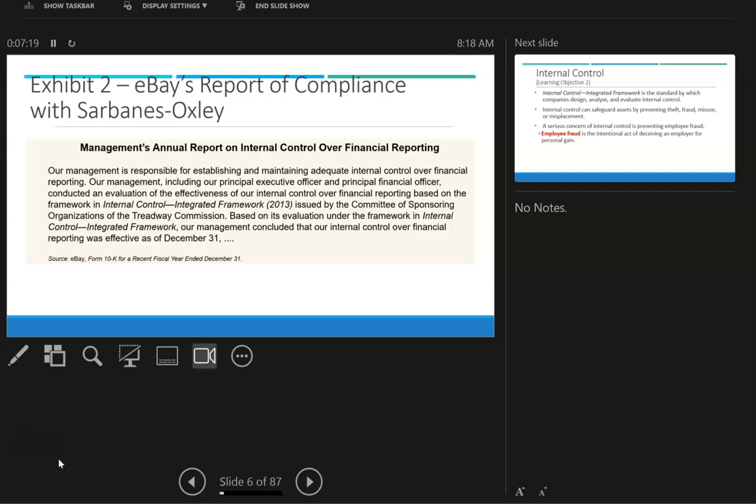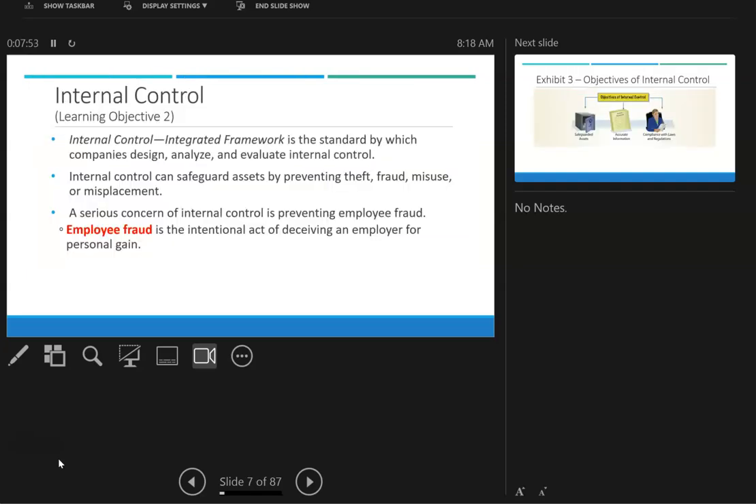So here you see eBay. "Our management is responsible for establishing and maintaining adequate internal controls over financial reporting. Our management conducted an evaluation of the effectiveness of our internal controls based on the framework, blah, blah, blah. Based on our evaluation under the framework, our management concluded that our internal controls over financial reporting was effective." Again, the purpose was to hold those people who are running the company accountable. So many times, companies go down and management plays stupid, like, oh, we had no clue that was happening. Well, you better know. And if you don't know, you're going to be held accountable for it.